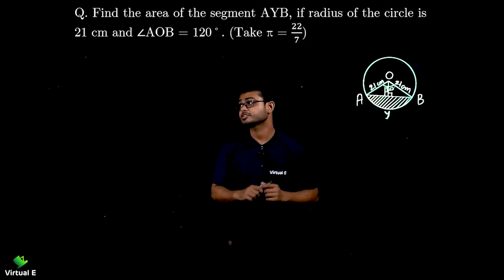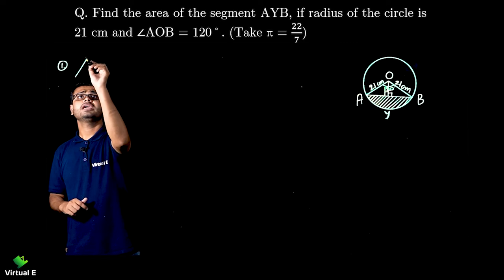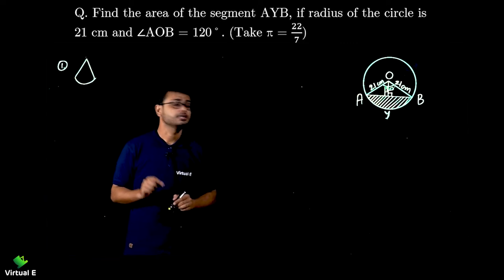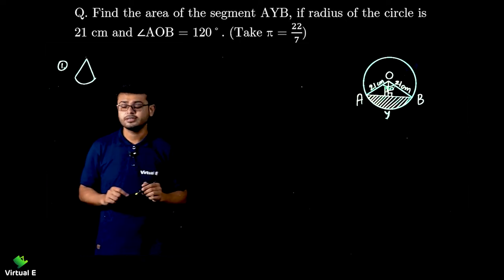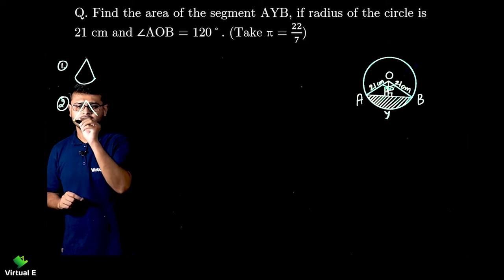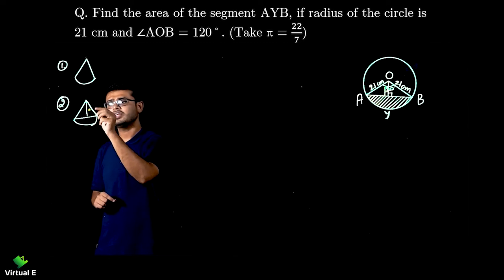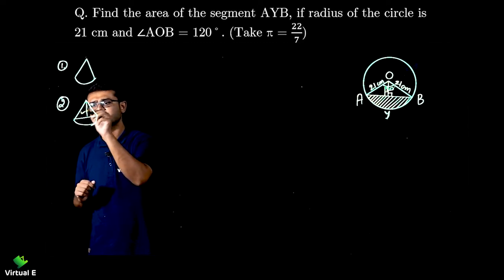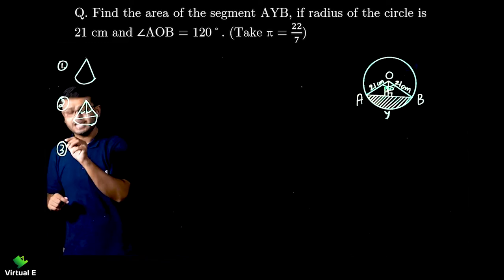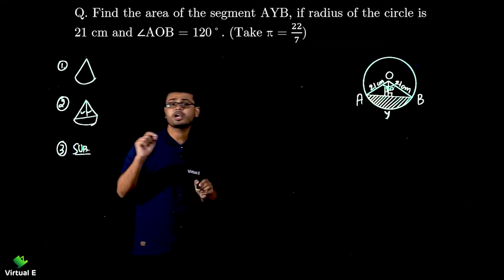So what I'm going to do, first of all, I'm going to find the area of the sector in which the segment is there. So I will find the area of the sector. Second, afterwards you can see that I have divided it into triangles. So I will find the area of these two triangles, and at the end I will subtract them. So this is what I'm going to do.